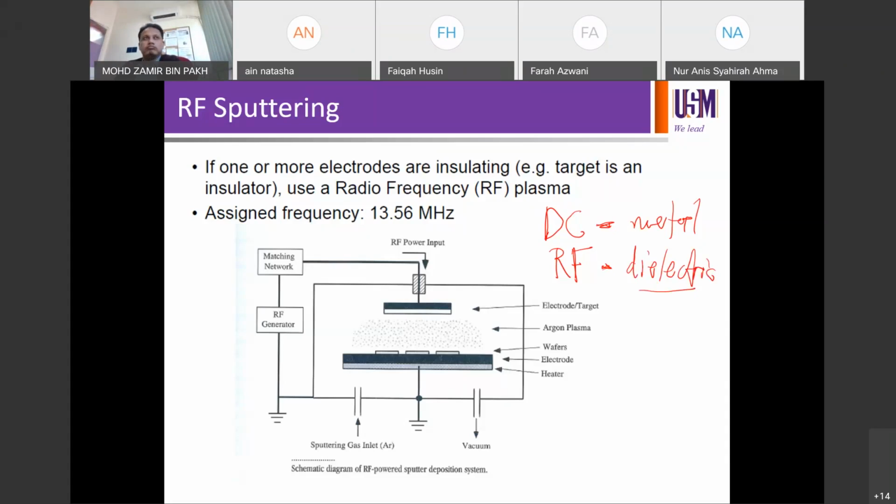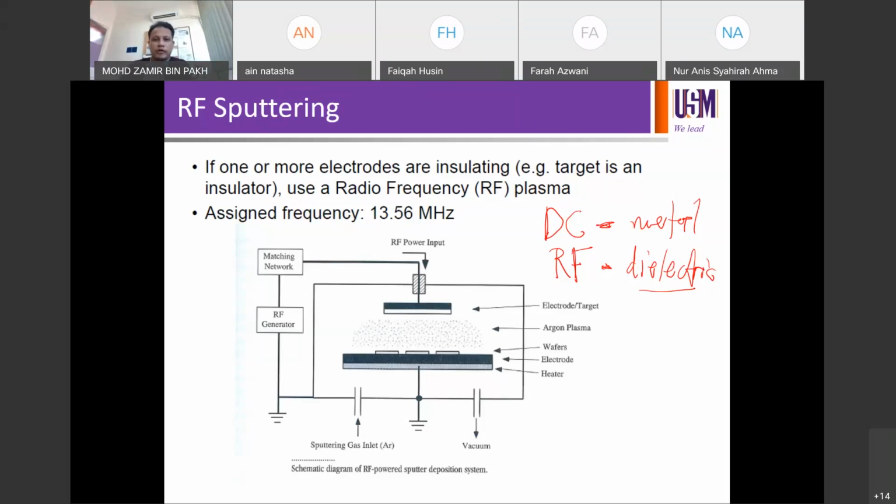If you talk about aluminium, silver, nickel, platinum, palladium, you can use DC. In fact, you can also use DC for ITO because ITO is conductive. So as long as you have good conductivity of the material to be sputtered, you can use DC. If you have a poor conductivity of the material to be sputtered, you need to go for RF.